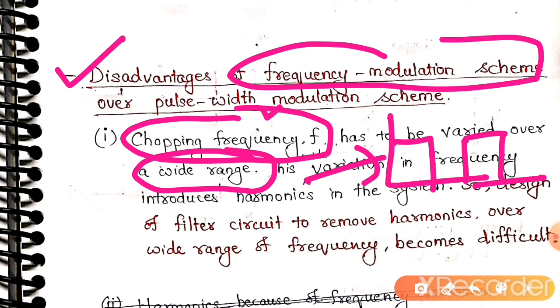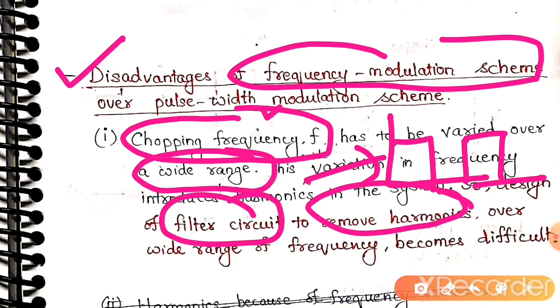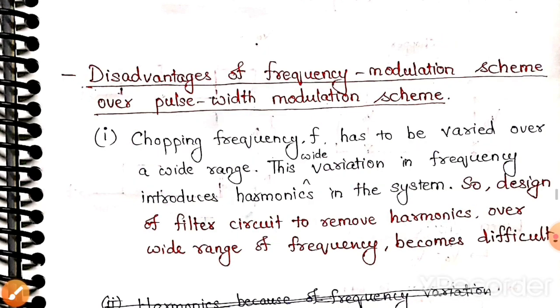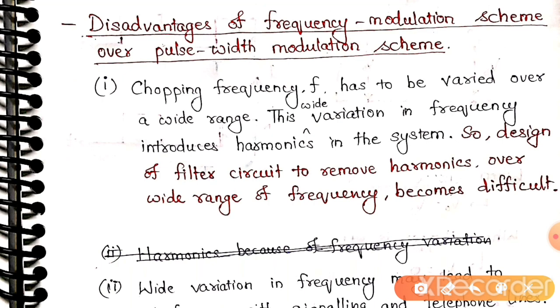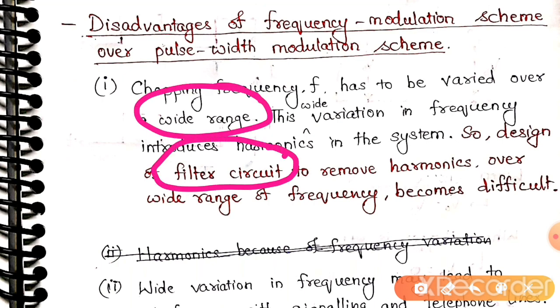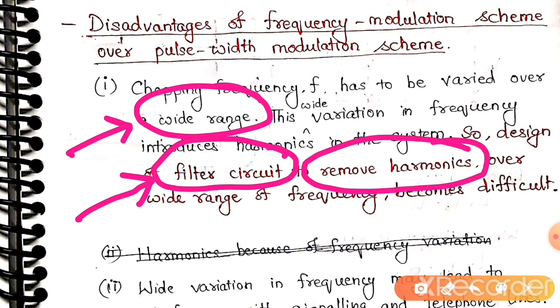So how are we removing these harmonics from the output voltage profile? We need to design a filter circuit which filters out the harmonics from the output voltage. So when we have a wide frequency range, we need to design a very complex filter circuit. For a wide frequency range of operation, we need to design a very complex filter circuit to remove the harmonic content from the output. So that is the first difficulty here.